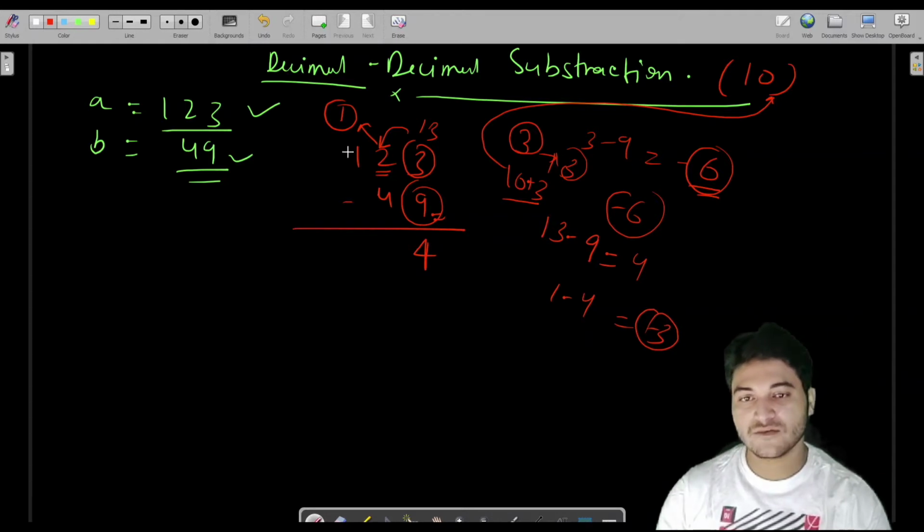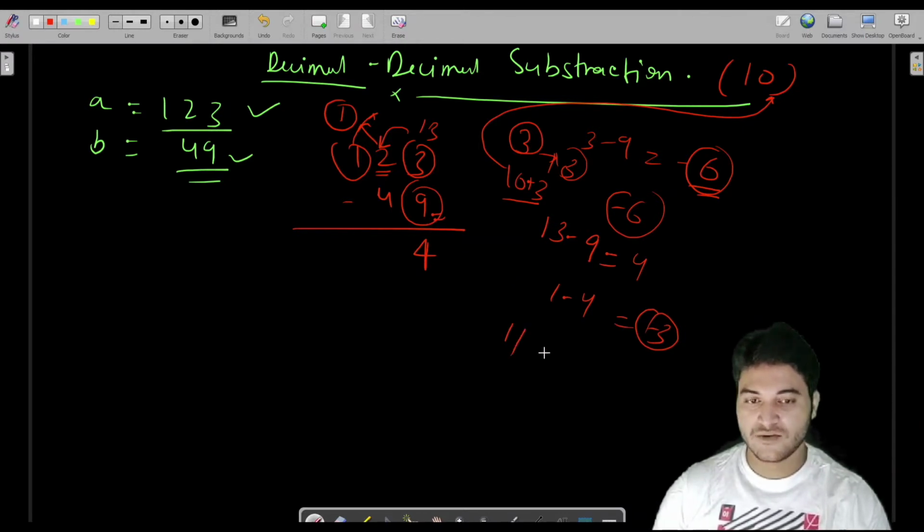So what we have to do, we have to take one borrow from here. So here previously was 1. Now, as I already explained, if we take borrow from here, then what would it become? It would become 11. Why? We would take borrow from here. That means we would add, sorry, we would add 10 into this. 10 plus 1 is 11. Fine. So we have to subtract 4 from 11, which is nothing but 7.